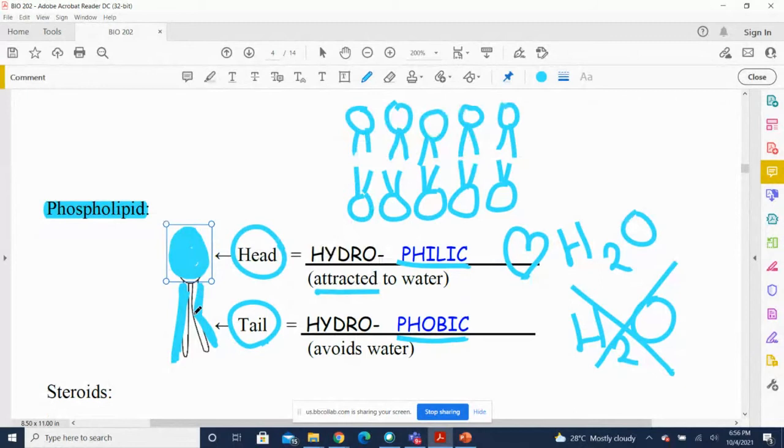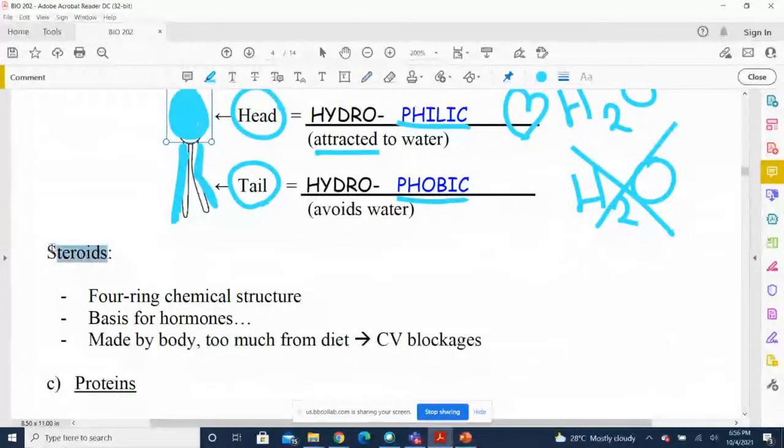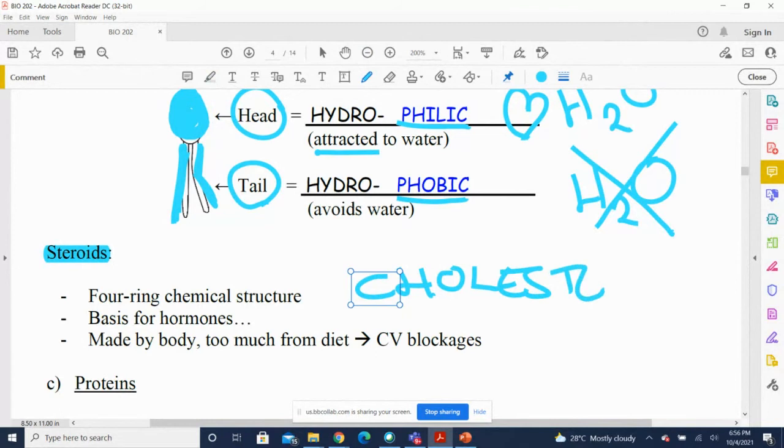Next, I do want to talk also really quickly about steroids. Steroids are characterized by a four-ringed chemical structure, and they are the basis for hormones. So our body makes hormones, and one of the ingredients, one of the materials that we need, is cholesterol. Your body does produce all the cholesterol that it needs. You do not need to get extra cholesterol from your diet, but it is what we use to make the hormones.